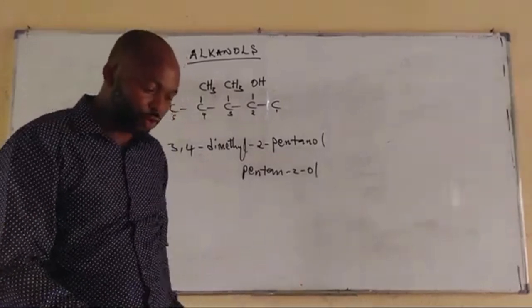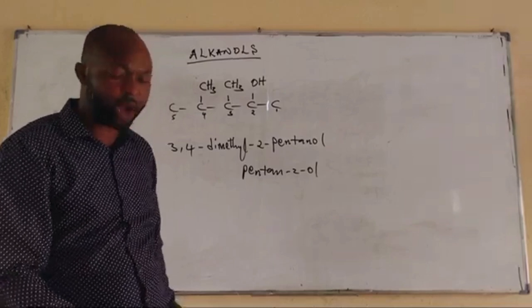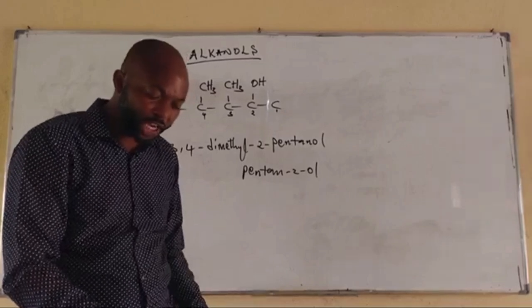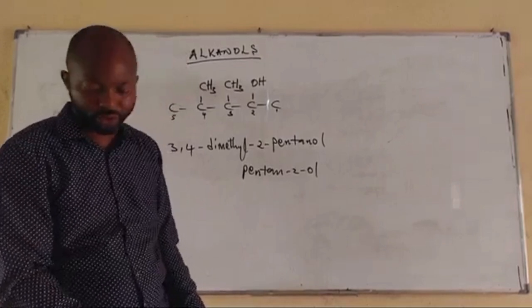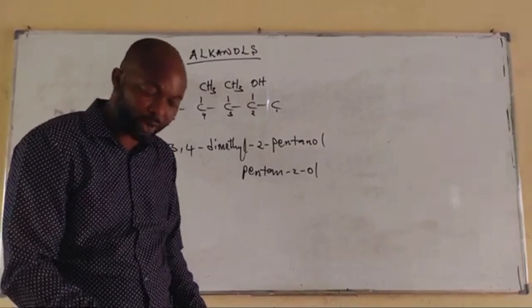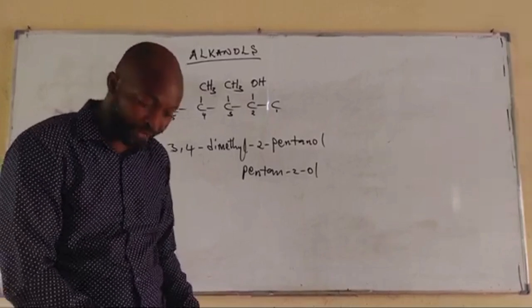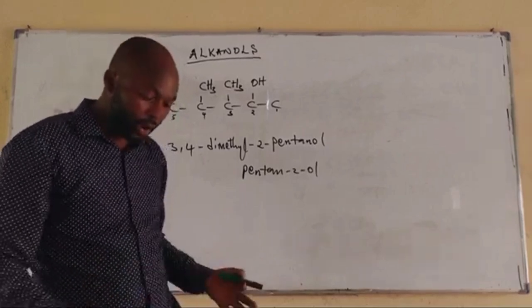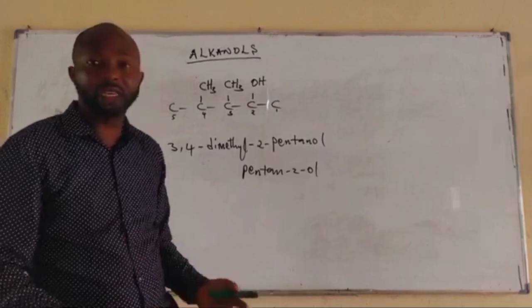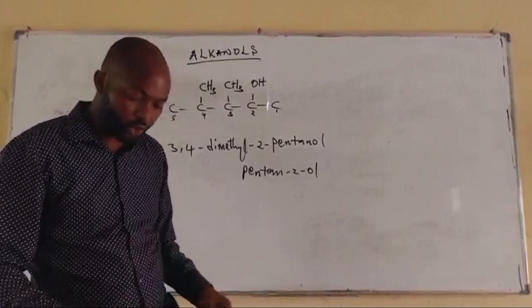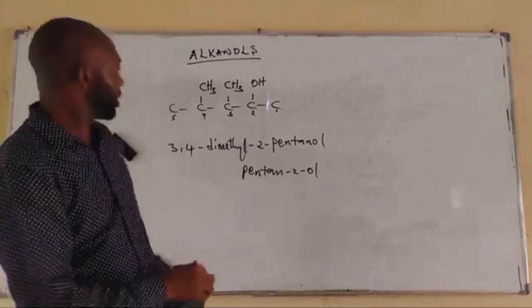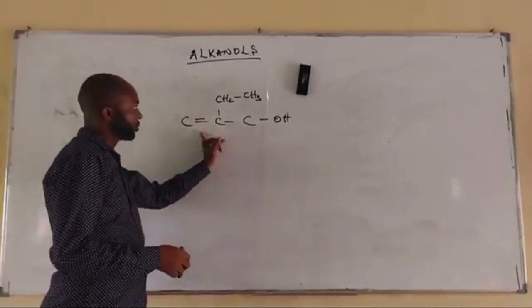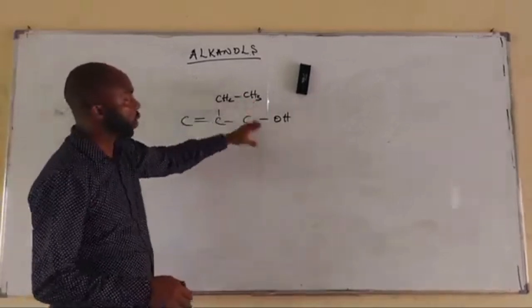Now, the fourth rule says, in an unsaturated alcohol, unsaturated means it has a double bond in it, the parent carbon chain must contain both the hydroxy group and the multiple bonded carbon atoms. In numbering, preference is given to the functional group first, which is the OH group, then the multiple bond, and finally the substituent. Let's take an example here. So now we have a double bond, we have a substituent, and we have our functional group.